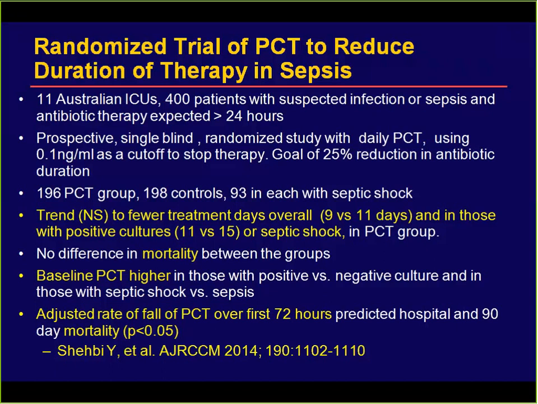So they randomized 400 patients. 93 in each group had septic shock, the others had sepsis, and there was a trend to fewer treatment days overall. It was 9 versus 11 with procalcitonin versus control, fewer treatment days in those with positive cultures, 11 versus 15, fewer treatment days with septic shock, but again, they weren't quite statistically significant. They did use less antibiotics with no difference in mortality, and they did demonstrate that the adjusted rate of fall in procalcitonin over the first 72 hours was a very useful predictor of mortality.